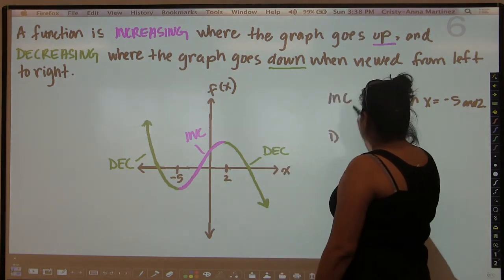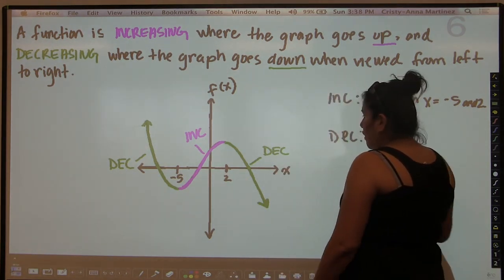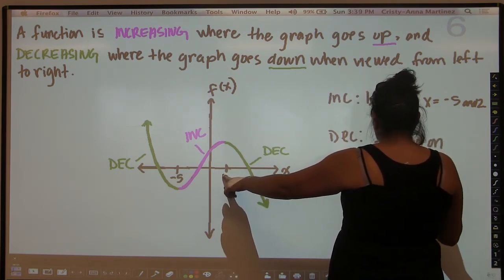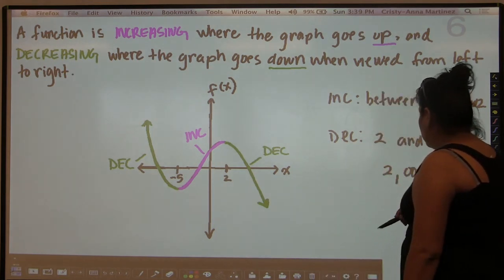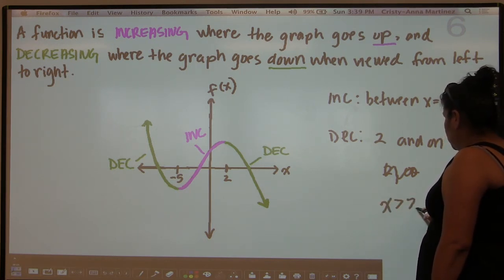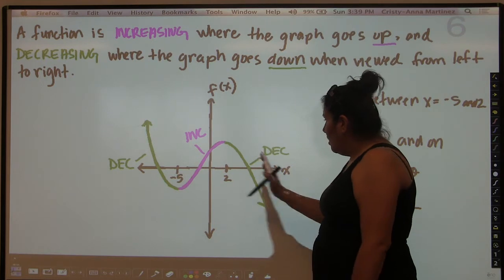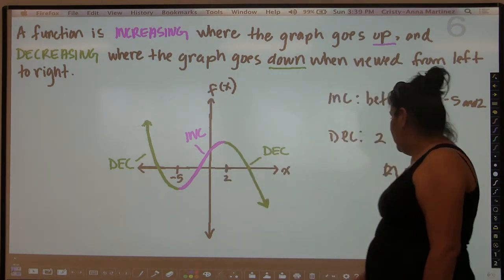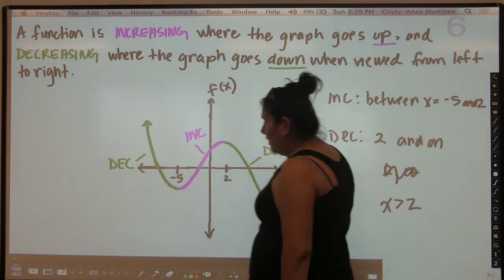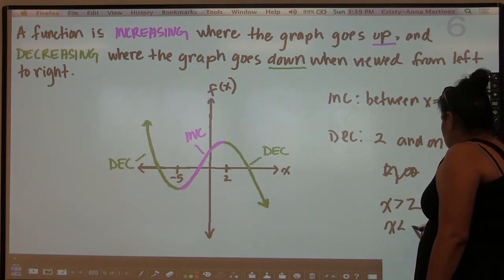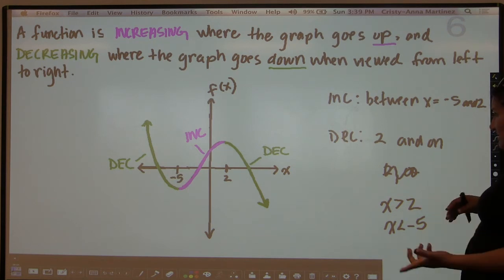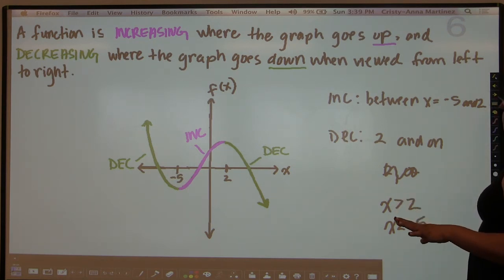But the function is decreasing from 2 and on, or from 2 to positive infinity. Okay? Or another way of saying that is to just say from x is greater than 2. Once the x values are bigger than 2, everything in this direction is decreasing again. And also we know that over here, for anything that's less than -5, it's also decreasing. So we'll have to come back and do increasing, decreasing in one of the examples in the future. But that's kind of what increasing and decreasing is.